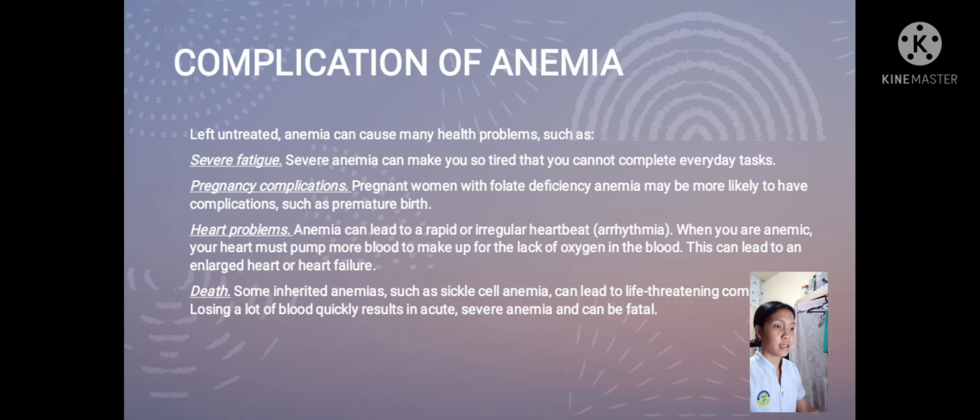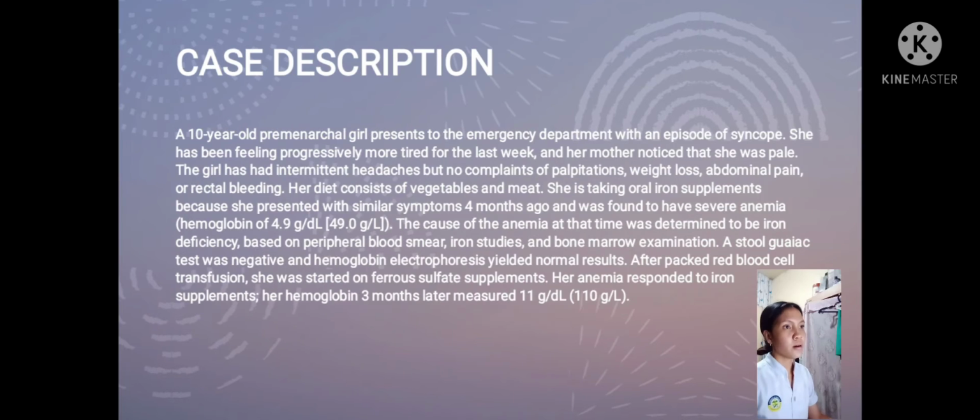Next is death. Some inherited anemias such as sickle cell anemia can lead to life-threatening complications. Losing a lot of blood quickly results in acute severe anemia and can be fatal. So next is the case description.